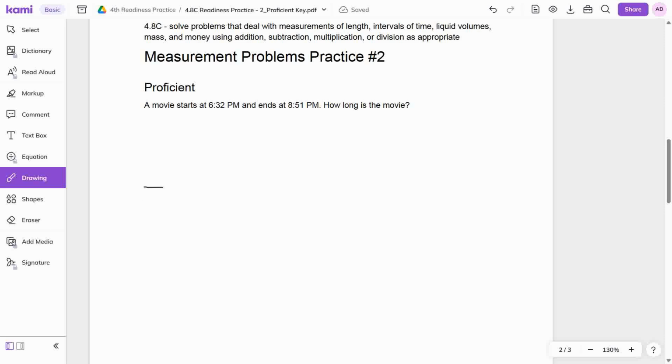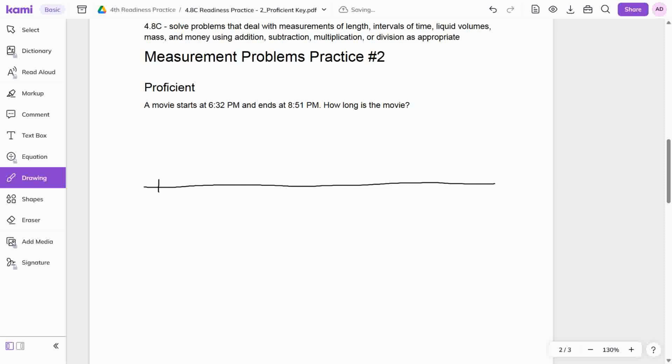So what I like to do here is I like to use a number line. There's a few different ways to add this. It's difficult to add and subtract movie time. Sometimes you can, but if it goes across an hour, things get weird. So I find it best to use a number line like this.